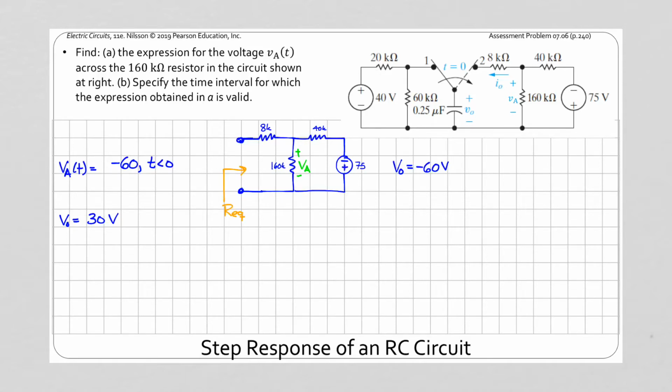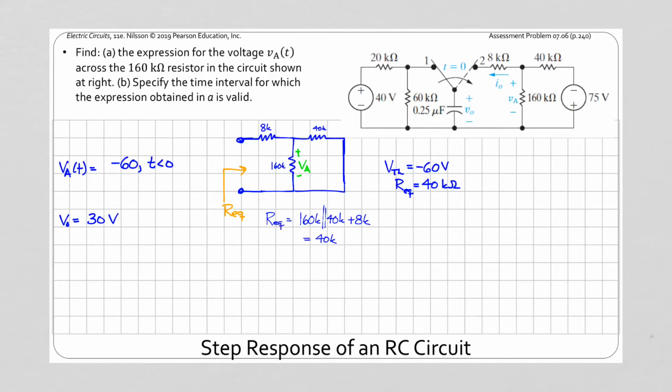We want to deactivate any sources. If we want to deactivate a voltage source, we want that voltage source to have 0 voltage, so we want it to be a short circuit. Looking in here, we can see that the 160 kilo ohms and the 40 kilo ohms are in parallel with one another, and that these two combined will be in series with the 8K.